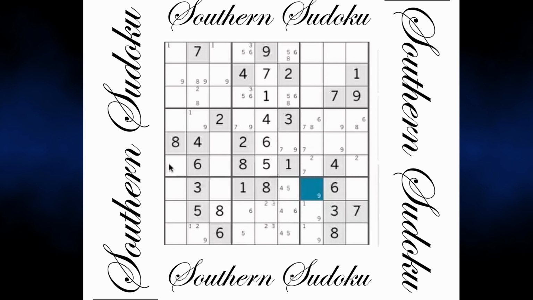Let's see if we can get a handle on this row. So we know our 2s have to be in one of those. We also need a 3, but a 3 can be in any of these 4 spots. We have a 4, 5, and 6. We need a 7. That can be in 3 of the 4. We also need a 9.